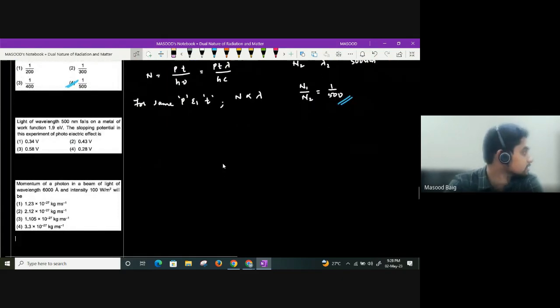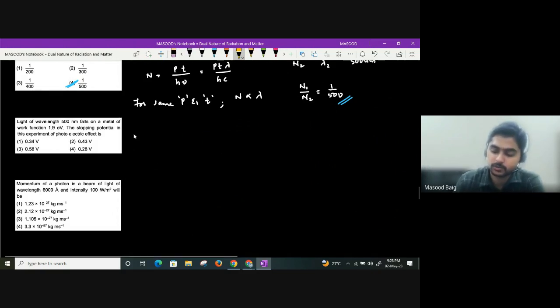Light of wavelength 500 nanometer falls on a metal of work function 1.9 electron volt. Stopping potential they are asking, guys. So what will be the situation here? Very direct question. What is stopping potential given as? It is given as hc divided by e lambda minus phi naught divided by e.